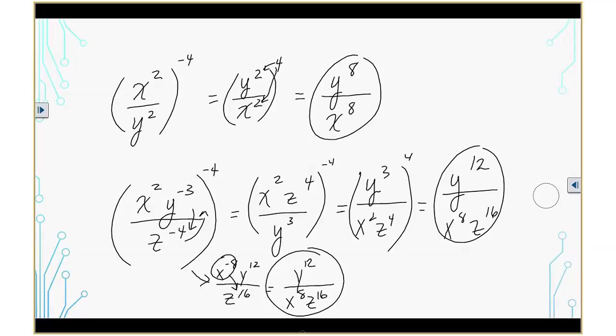Well, if you flip the whole thing right off, then you would get z to the 4th over x squared y to the negative 3rd, raised to the positive 4th. Now you distribute that, and you get z to the 16th over x to the 8th, y to the negative 12. So when I flip it, I don't make that 3 a positive? That negative 3 stays negative? Yep, when it's inside the parentheses, yes.